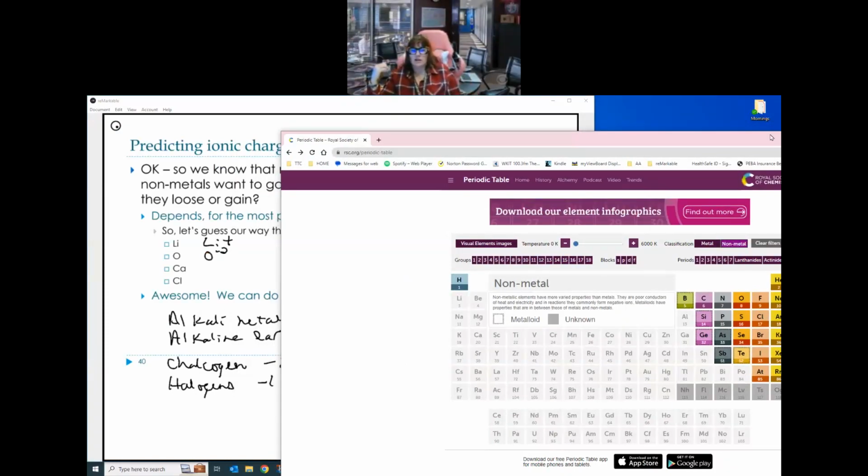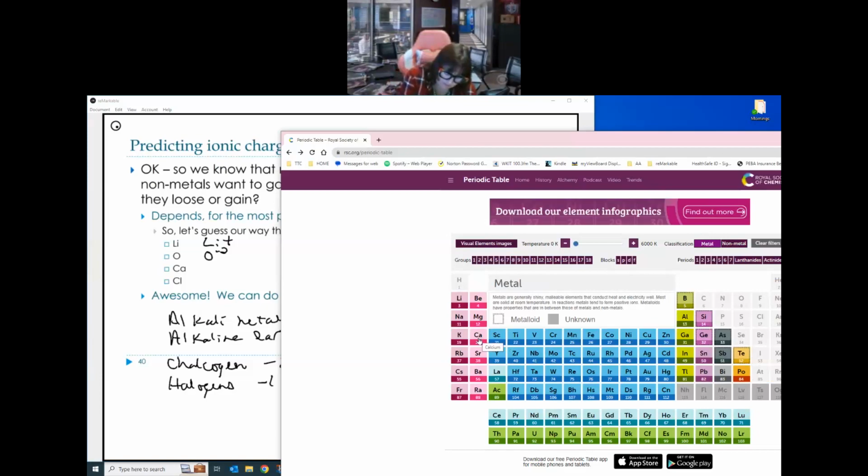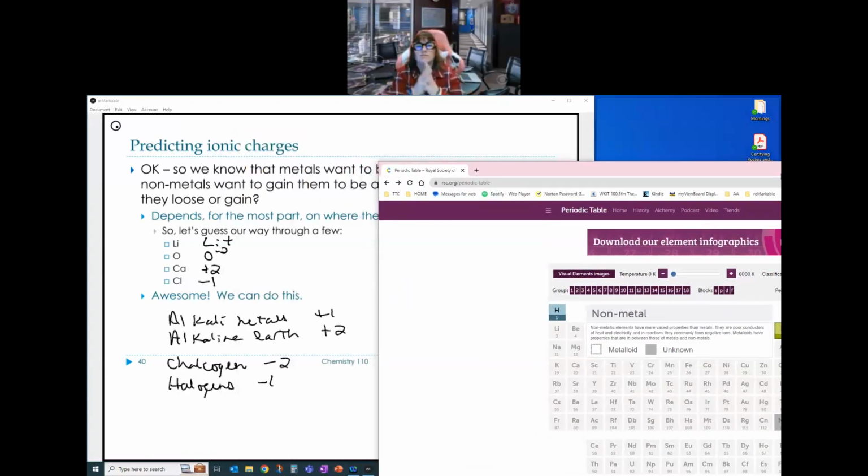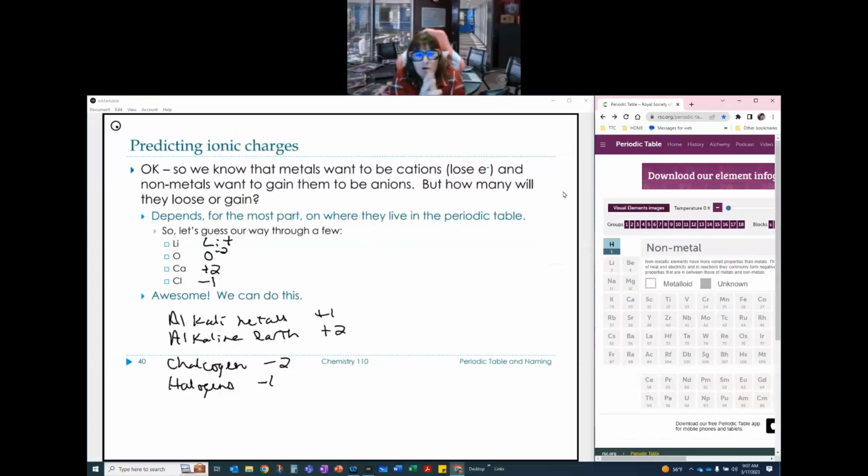We indicate their charge as a superscript on the right-hand side. That calcium, again, being over here, right here, he's going to be a +2. And my chlorine, being a halogen, is going to be a -1. Okay? So those are things that we can predict. Awesome. Well, now I know what their charges are. That's fun.